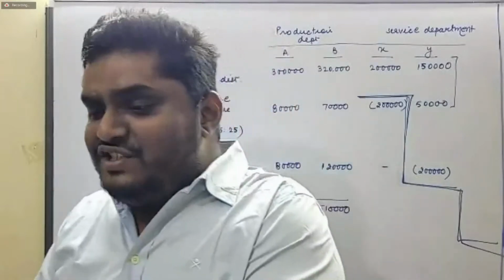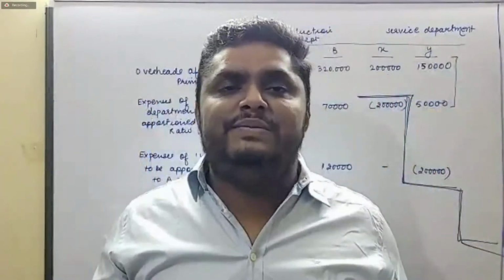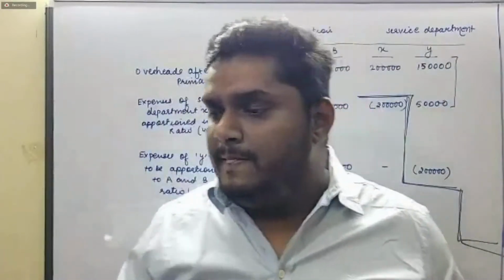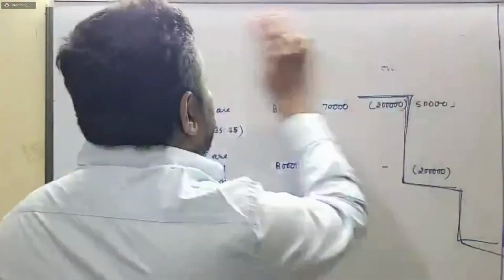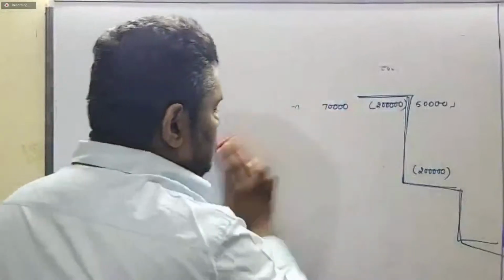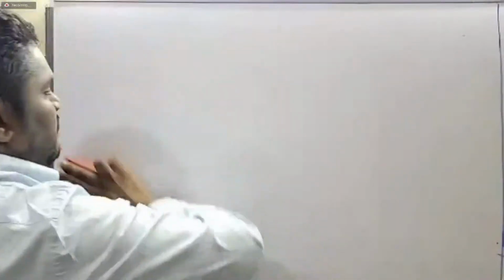So guys, let's start with illustration number 4. I'll be discussing a full-fledged question of primary distribution and secondary distribution in the reciprocal method. So illustration number 4, guys. Sans Limited is a manufacturing company having 3 production departments, that is A, B, and C, and they have 2 service departments, that is X and Y. The following is the budget for December 2021.